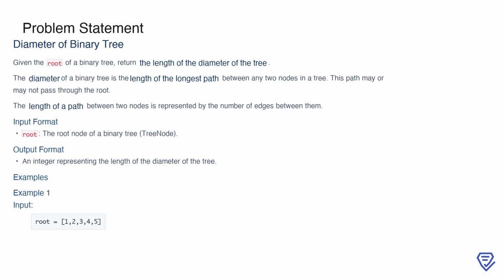For example, if we are given the root of a binary tree as input, our goal is to compute and return an integer representing this diameter. The input will always be provided in the form of a binary tree's root node, and the output will simply be an integer that quantifies the diameter.